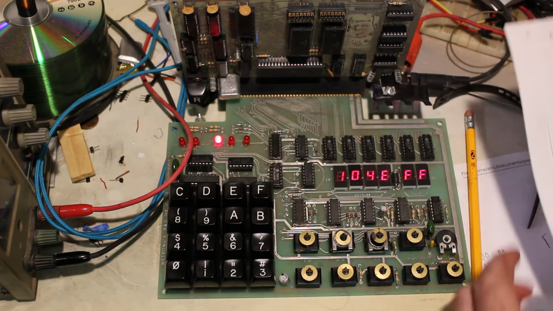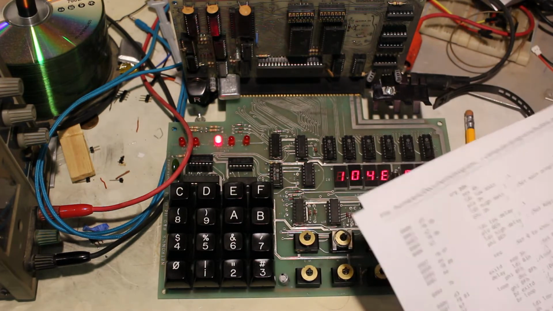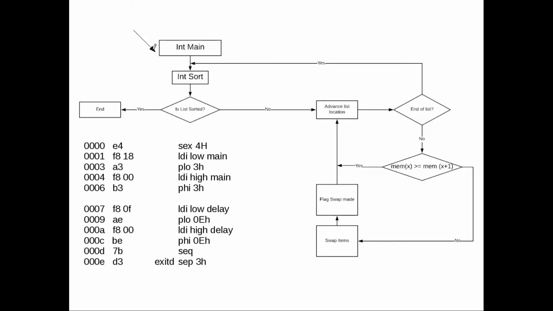So let me show you how this works. Here's the flowchart for bubble sort in 1802 assembly. This would work for any different programming language, but this is the one I came up with. So this is what I used for the 1802 assembly though.